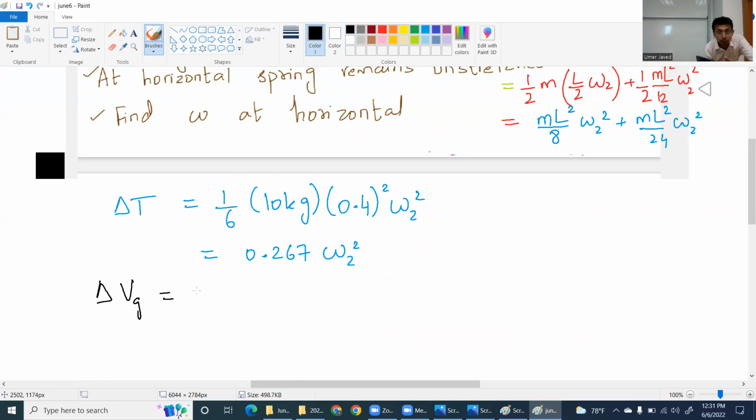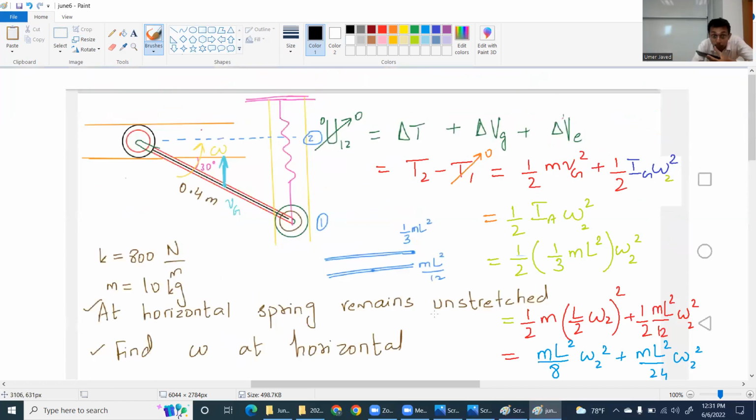Delta Vg is equal to m g delta H. So mass is 10 kilograms. g is 9.81 meter per second square. What is delta H? L times sine 40. L by 2. No, not sine 40. Sine 30. Yeah, sine 30.